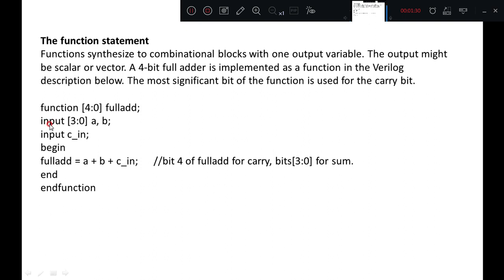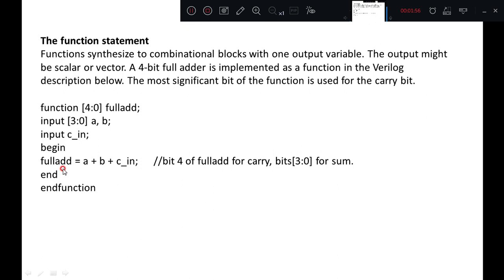Here you can see inputs are defined. A and B are of size 4-bit, Cin is of size 1-bit. Three inputs are defined and you are returning full adder, which includes the final carry out and the 4-bit sum. So a total of 5 bits we are returning. So the function full add is defined as 5-bit.